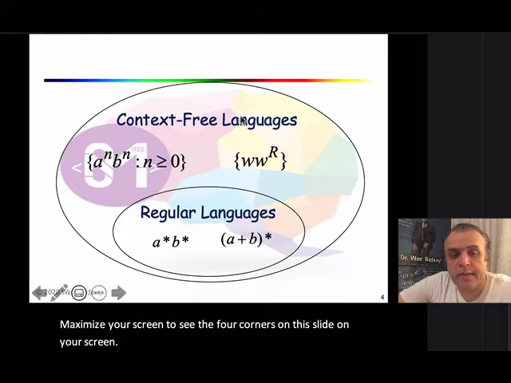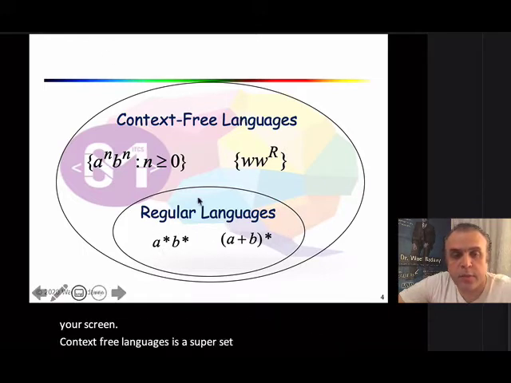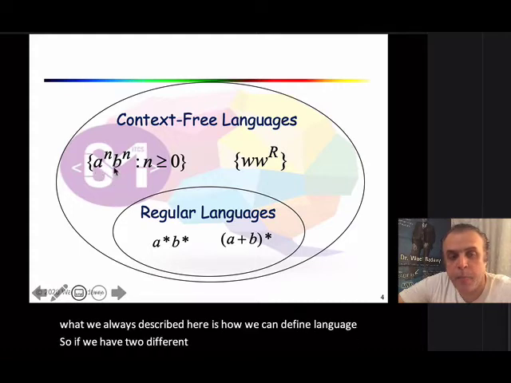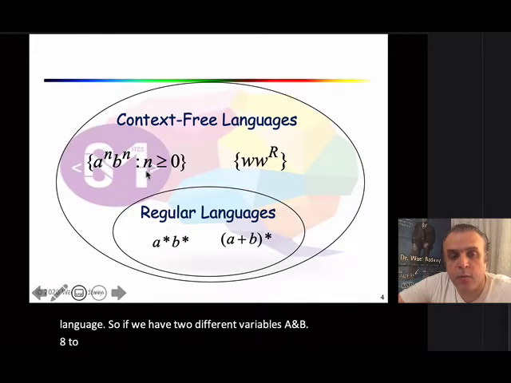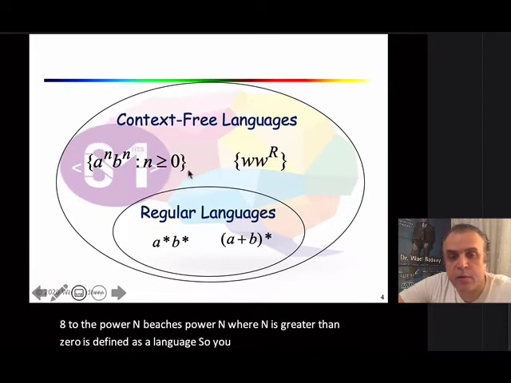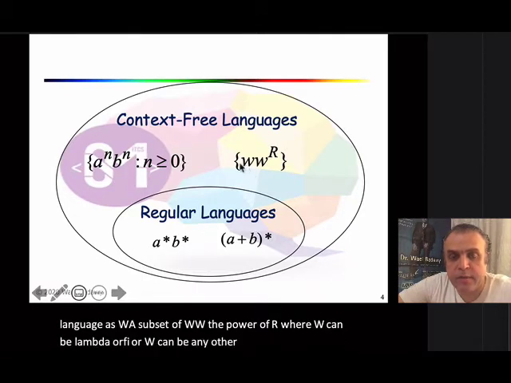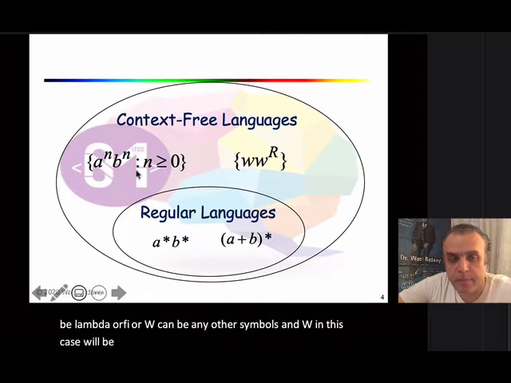Context-free languages are a superset of regular languages. What we always describe here is how we can define a language. So if we have two different variables a and b, a to the power n, b to the power n, where n is greater than 0, is defined as a language. You can represent this language as w, a subset of w to the power of r, where w can be lambda or phi, or w can be any other symbols. And w in this case will be the concatenation ab.